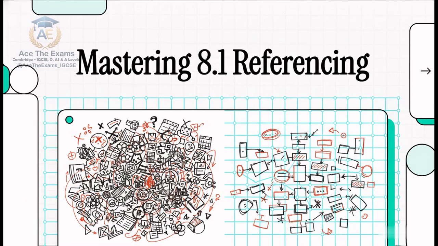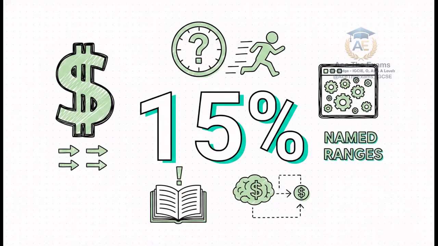If you looked at their papers, you'd see flawed answers, just bleeding with red pen marks from the examiner. Why does this happen? Because they don't understand the underlying matrix of the exam. They don't have a system. But by the end of this session, you absolutely will. So let's start with this absolutely massive statistic. Absolute, relative, mixed referencing, and named ranges, they account for approximately 15% of your total marks in Paper 2.